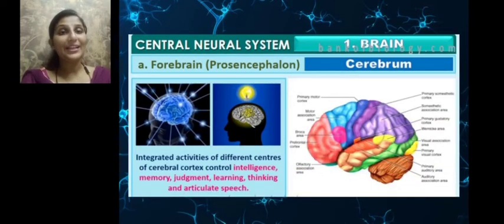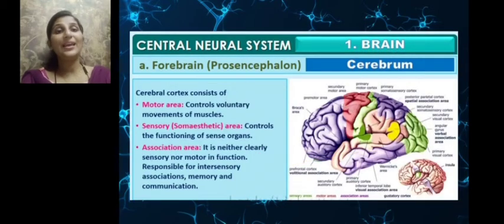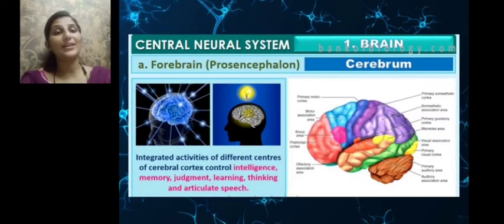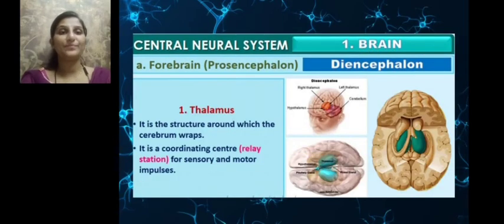The cerebrum integrates activities of different centers of the cerebral cortex, which control intelligence, memory, judgment, learning, thinking, and articulate speech. That's why the cerebrum is called the thinking part of the brain. It is the largest part and the thinking part of the brain because it integrates the motor area, sensory area, and association areas.